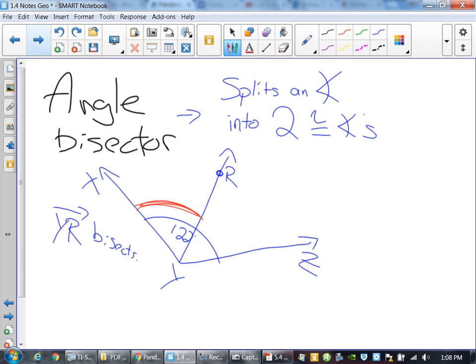What do these 2 angles become then, if the whole thing was 122? There you go. All you do is cut it in half. That's it. If the whole thing was 122, it means each chunk then has to be 61. That's all.